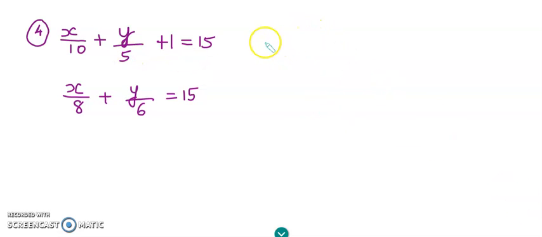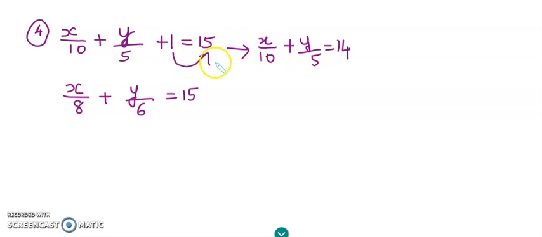So the equation will become x over 10 plus y over 15 equals to, I have to shift this 1 to the other side. So sorry, y over 5. I made a mistake. Y over 5. Yes, I'm shifting the 1 to the right side. So the new equation is this. Not 4, 14. My mistake, it's 14. Okay, 15 minus 1, 14.